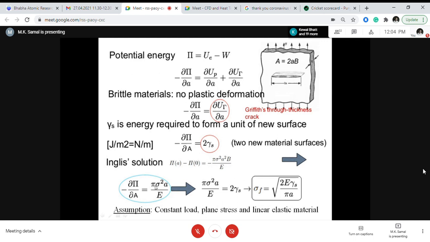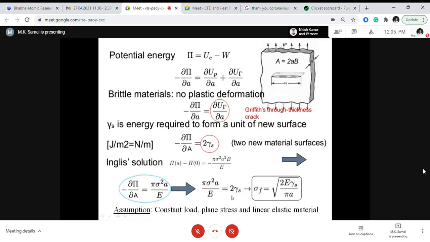Okay, which is proportional to sigma square. And so for crack initiation this should be equal to 2 gamma S. This is for unit area. So the total energy for crack propagation is 2 gamma S into area. When you differentiate it, the area goes away. Gamma S is a constant. So this is the criterion for crack initiation or propagation in brittle materials by Griffith. So this is called Griffith theory: pi sigma square a by E equals constant.